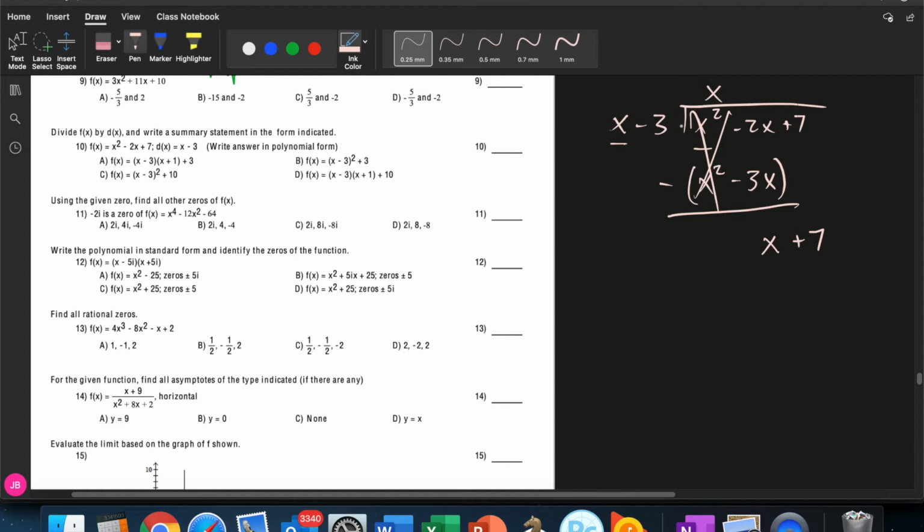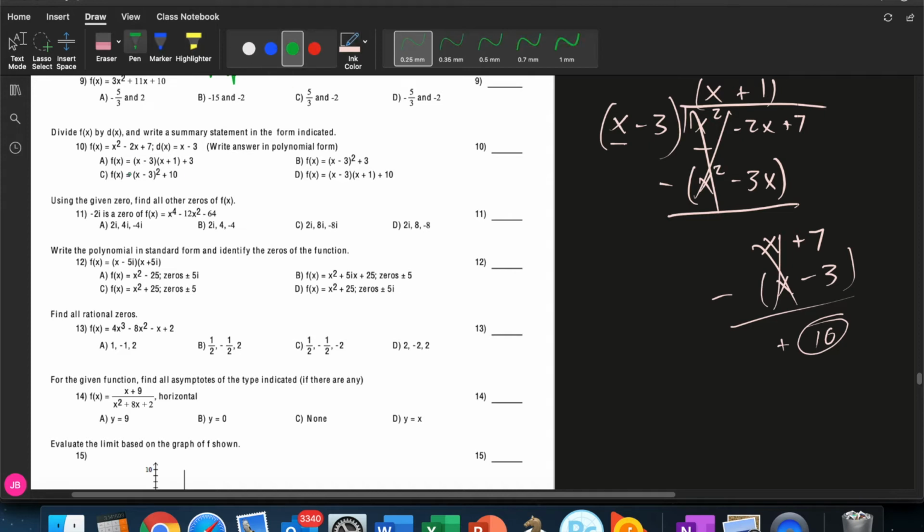From this point forward, I can say, okay, x goes into x positive 1 time. So I distribute x minus 3. Once again, I am subtracting a negative, which gives me a plus positive, so 10 would be my remainder. Now to put it in polynomial form, I would multiply this times this with the addition of this. So my answer is going to be D, I believe.